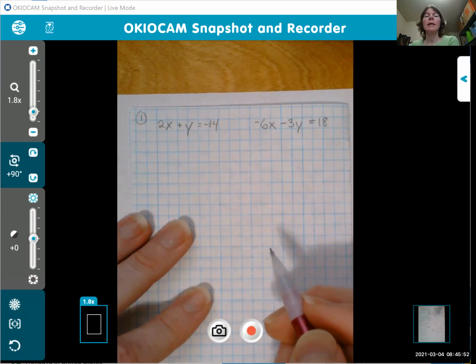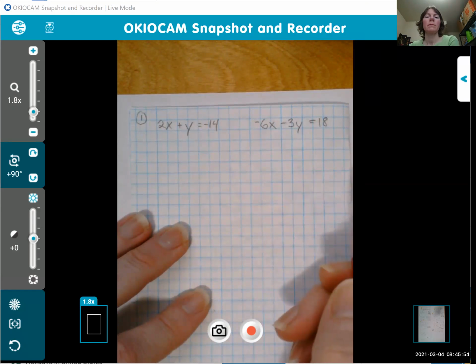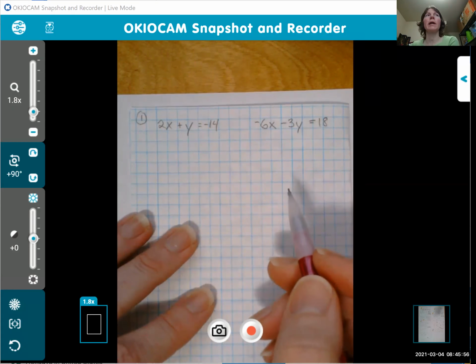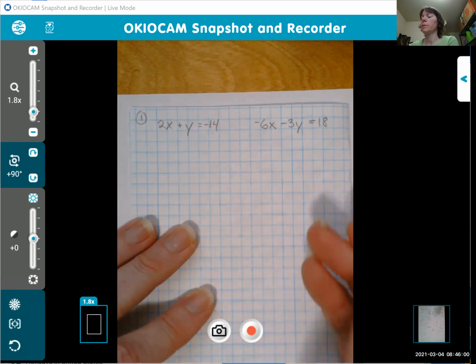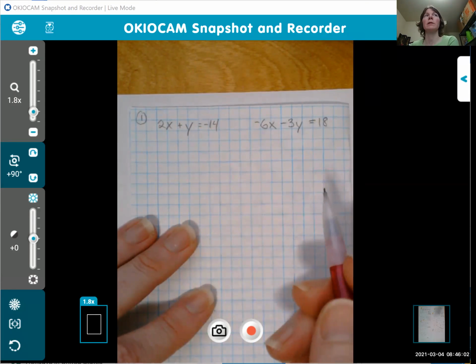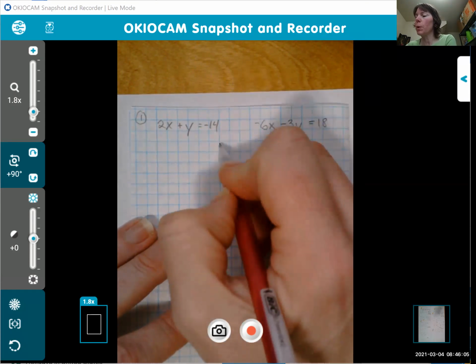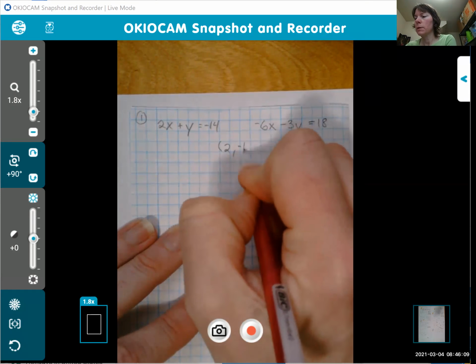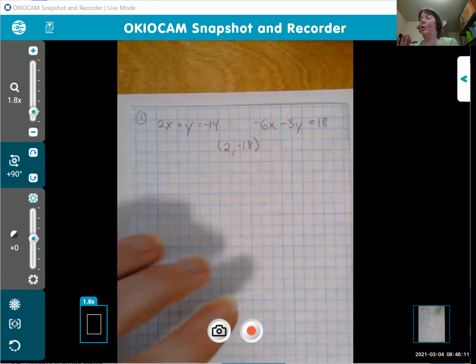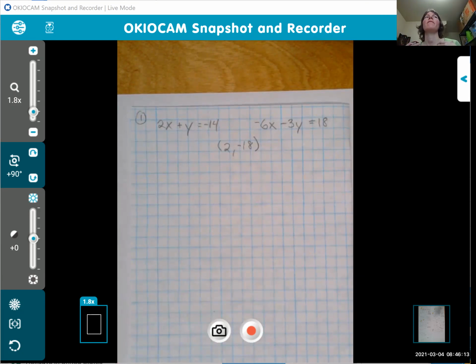So let's say that you've worked through this, right? And you've decided through all your calculations that the correct answer, the solution to this system, the place where the lines cross, where x and y are the same for both equations, is the point (2, 18), right? And you're ready to submit and you're thinking, this is it. But wait a minute, I'm not totally sure this is it. So what can I do to figure out whether this really is it before I hit submit, right?